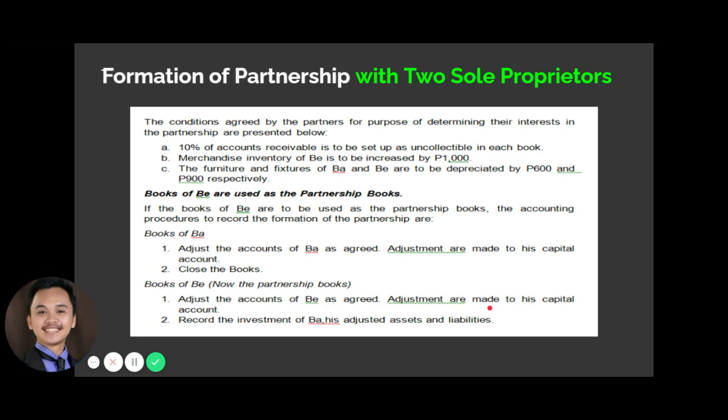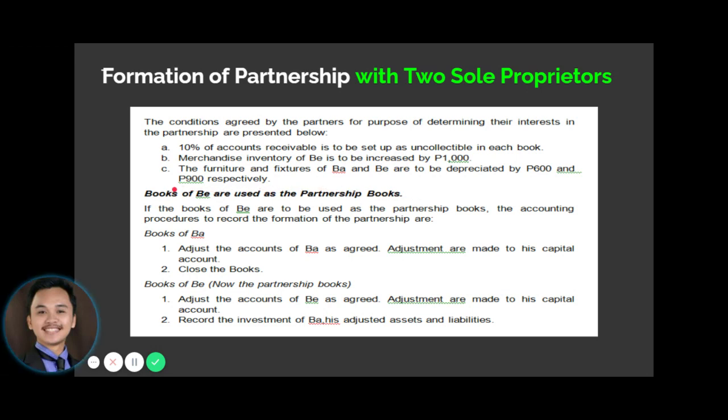So una, you have here the provisions, the conditions agreed by the partners for the purpose of determining their interest in the partnership are presented below. So una, 10% of the accounts receivable is to be set up as uncollectible in each account. So meaning, there will be recognition of uncollectible accounts equivalent to 10% of their respective AR. And merchandise inventory of Be lang is increased by 1,000. And then the furniture and fixtures of Ba and Be, both, are to be depreciated by 600 and 900 respectively. Okay. Unsa man na process atong gamiton?